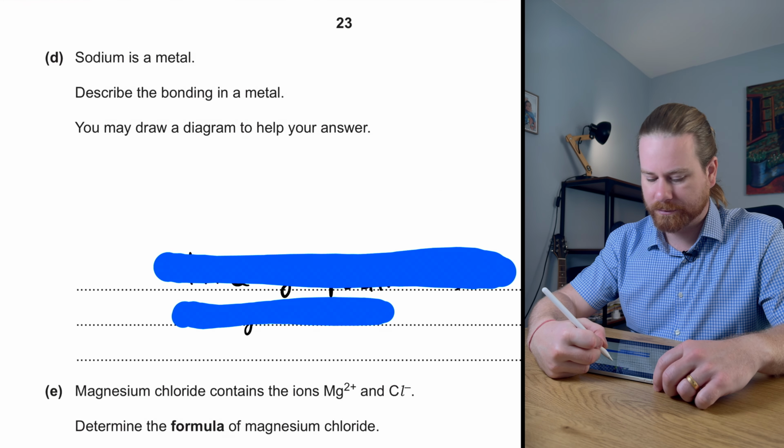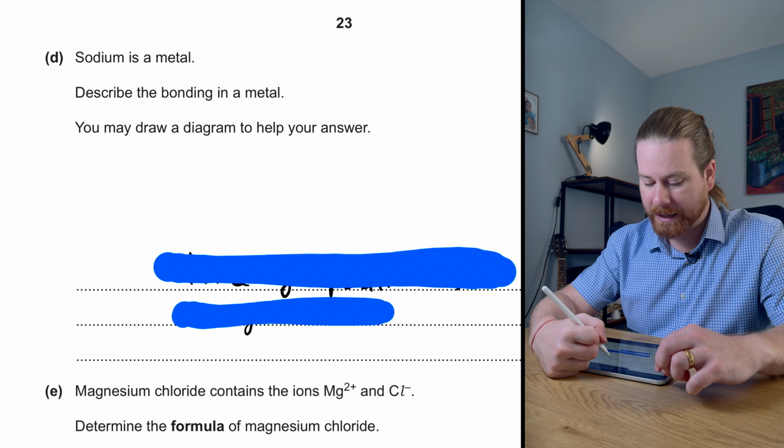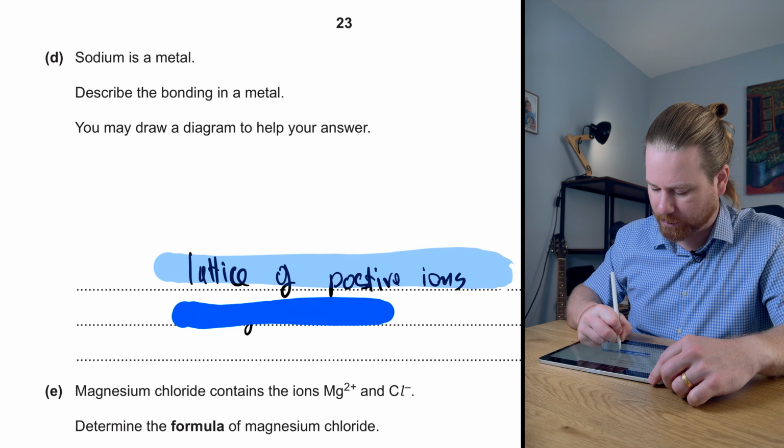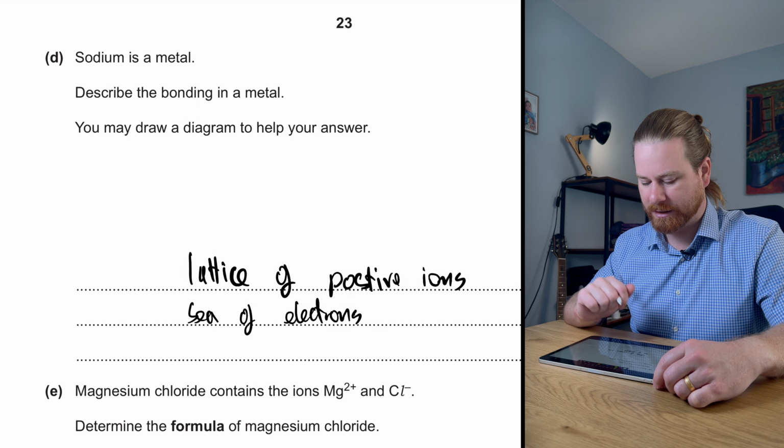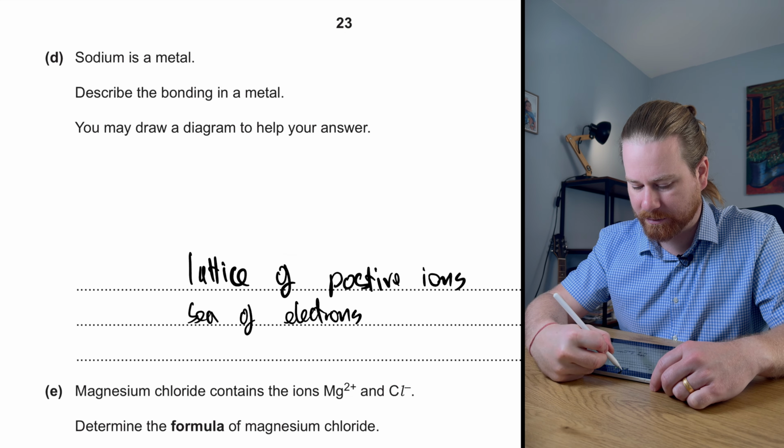Okay, sodium is a metal. Describe the bonding of metal. You may draw a diagram to help your answer. Well, I did not draw a diagram. I wrote down that it's a lattice of positive ions surrounded by a sea of delocalized electrons.